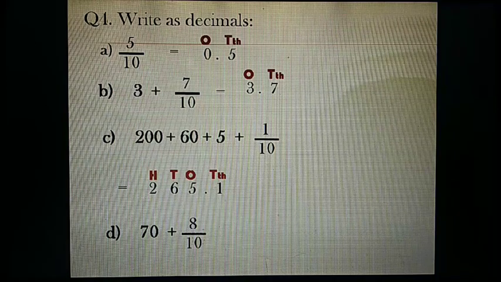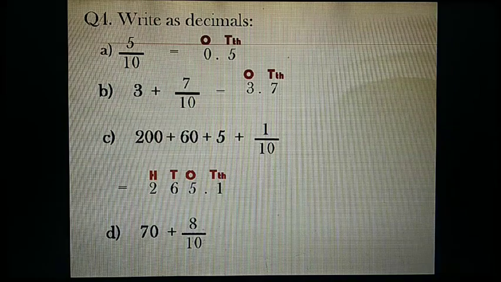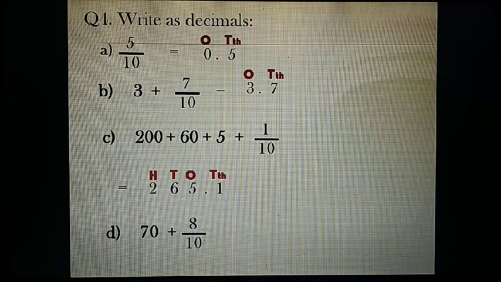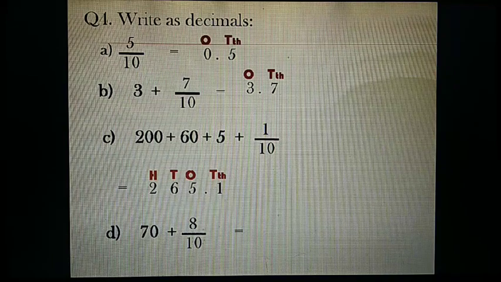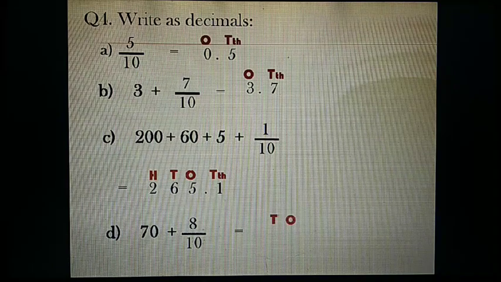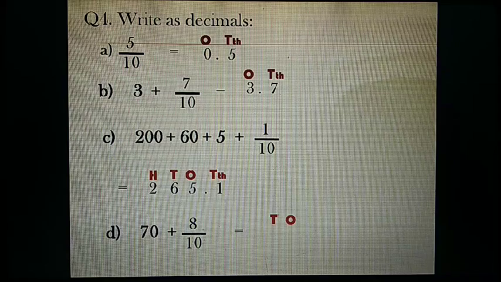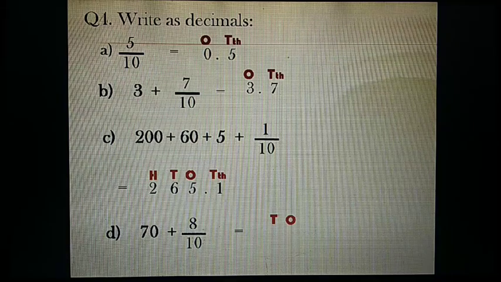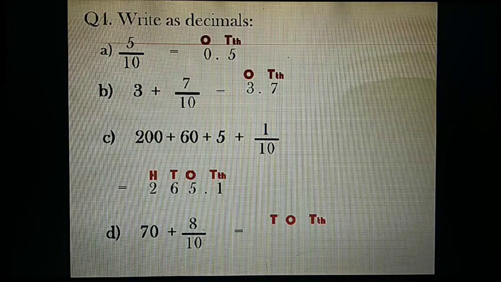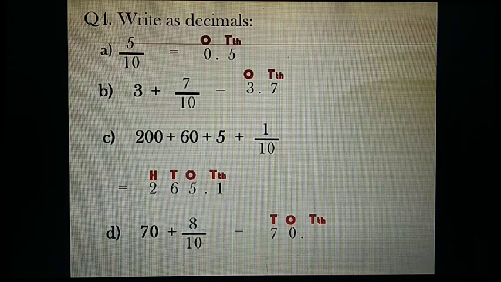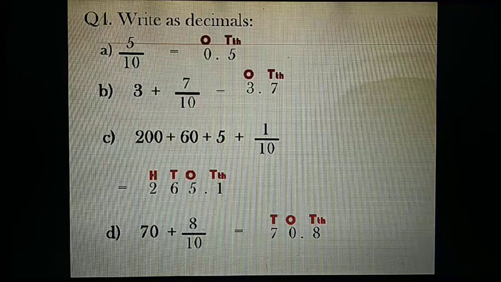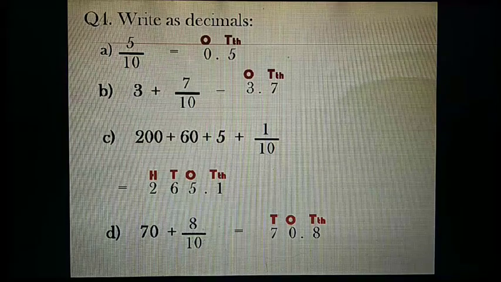Your next number is 70 plus 8 upon 10. Here the whole number part is 70. The highest place is tens. So the place value chart will be tens, ones. And the decimal part is 8 upon 10. The highest place is tenths. 70 means 7 in the tens place, 0 in the ones place. 8 upon 10 means 8 is in the tenths place. Answer is 70.8.